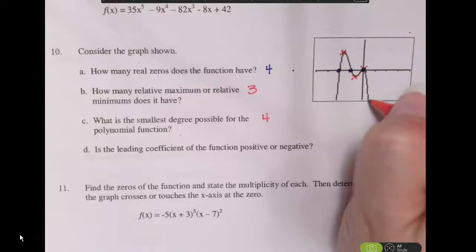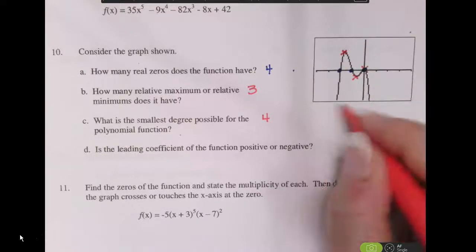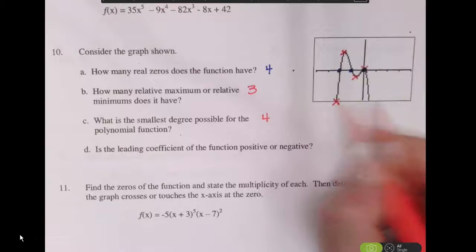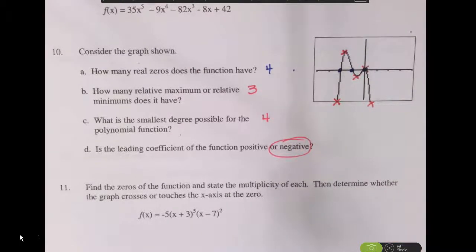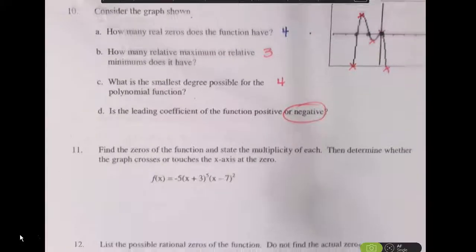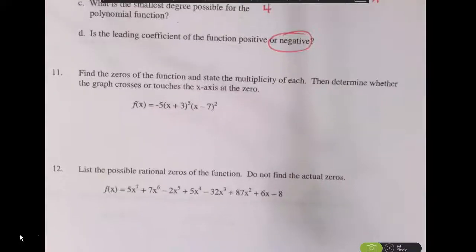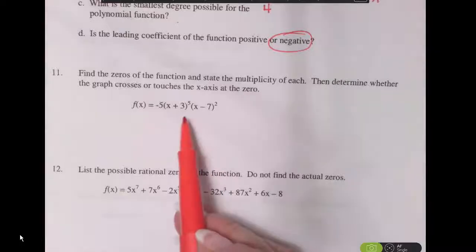And it has to be even because they're both opening down, and so by noticing the end behavior of the graph we can see that we have a negative leading coefficient. Alright, in number 11, find the zeros of the function and state the multiplicity.